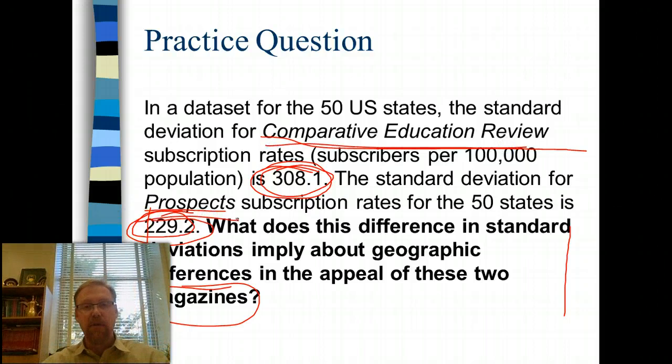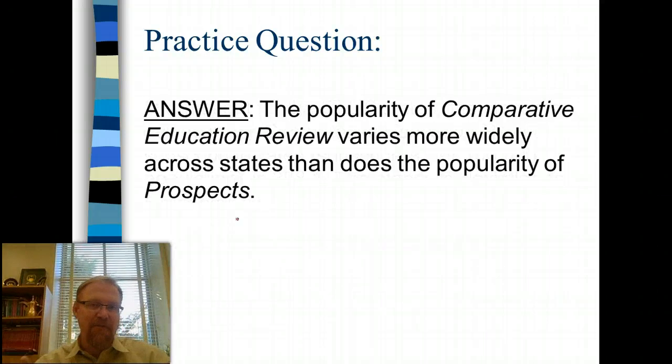And if we were able to visualize this, and I don't have a visualization for you, we might see that the Comparative Education Review subscribers were located in cities all across the United States, whereas, and I'm making this up because I don't have data, we might see that Prospects subscribers were mostly east of the Mississippi River, most in the eastern half of the United States.